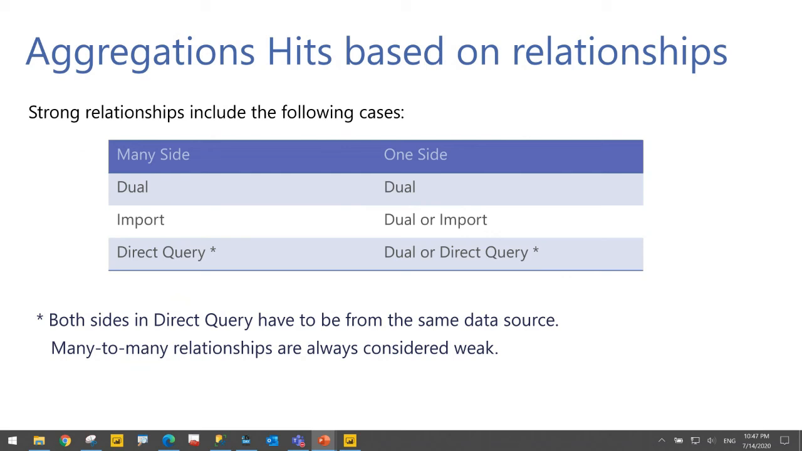There's a restriction in direct query that both sides must be from the same data source. So both of them must be in SQL Server or Azure SQL. They cannot be in two different places. Also, many-to-many relationships are always considered weak. So even if you have an aggregation in place that can answer the query, Power BI is not going to use it.